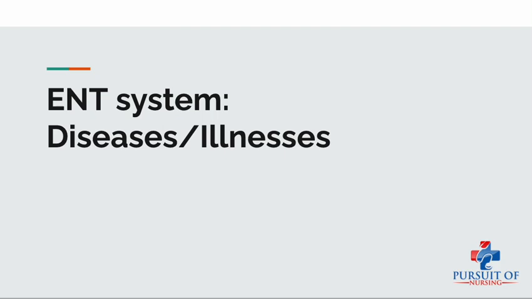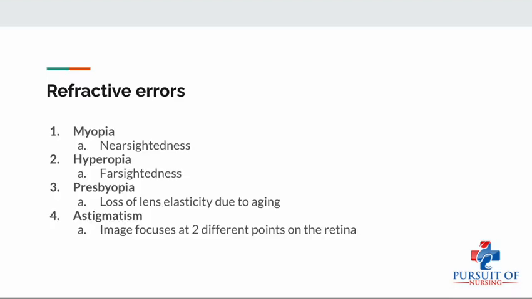We will go over the different diseases and illnesses found within the eyes and the ears. So refractive error, we'll start with problems of the eye. Refraction is the bending of the light rays. Any problem with the eye length or refraction can lead to refractive errors. Myopia is nearsightedness. Hyperopia is farsightedness.